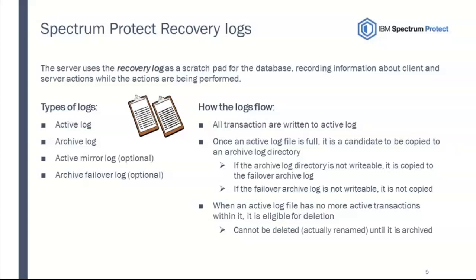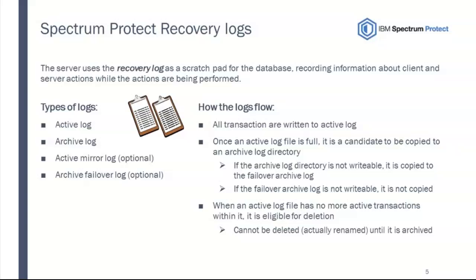Let me tell you the functioning of each log. The active log has the in-flight transactions, and once a transaction completes, it moves to the archive log. A transaction means any operation running on the TSM server like backup, restore, or any server operation. The archive log contains copies of closed log files. The archive log is needed during the recovery of the database.